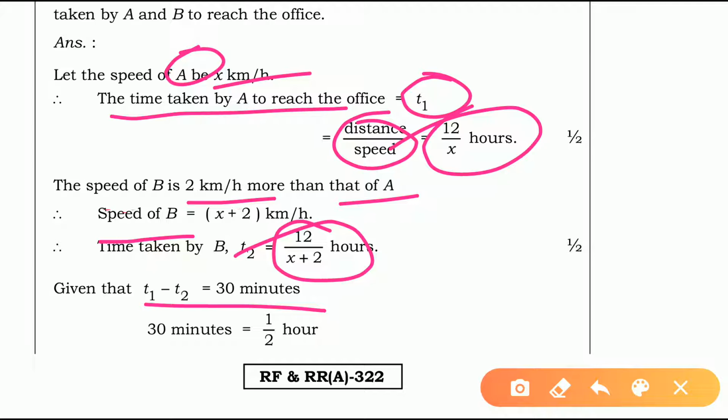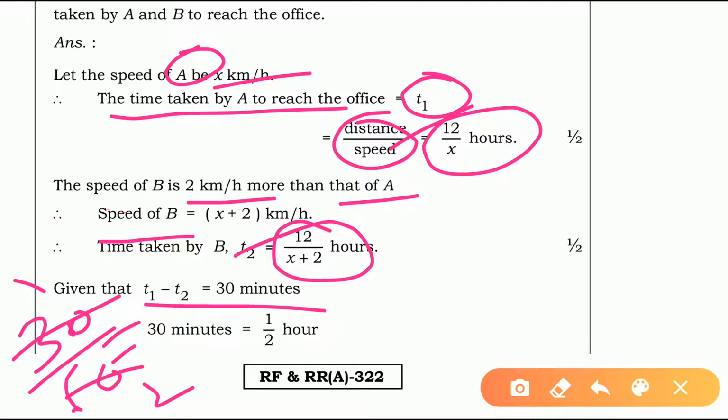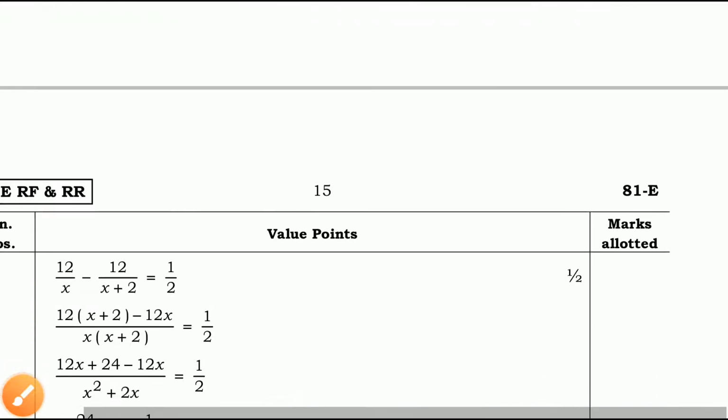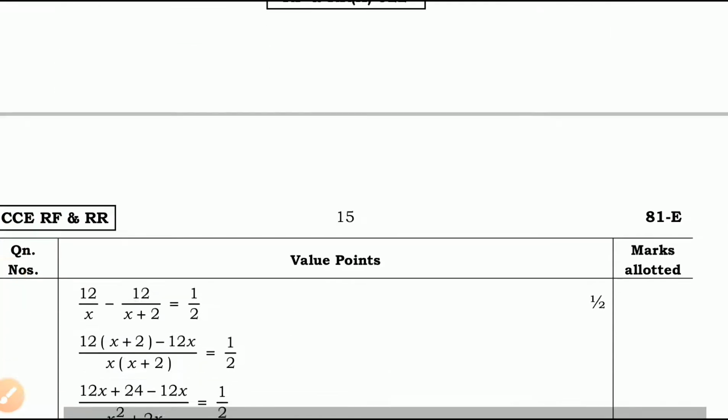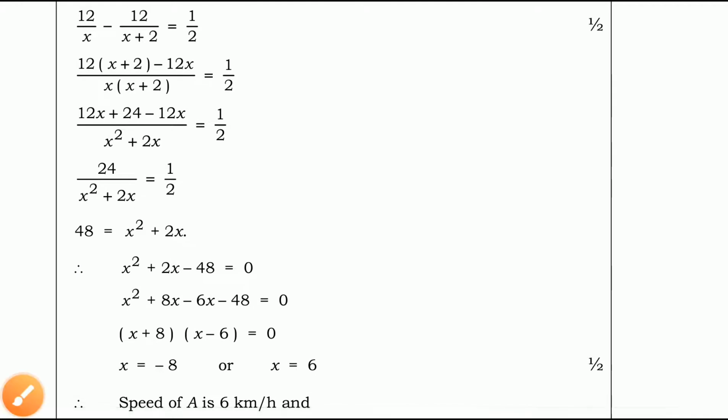Okay, 30 minutes can be converted in terms of hours. 30 minutes is equal to 30 divided by 60, which is 1 by 2 hours. Here we put t1 and t2: t1 minus t2 is equal to 1 by 2.